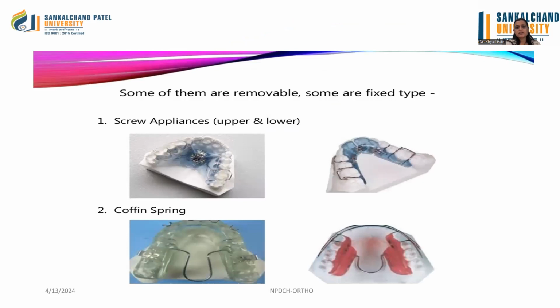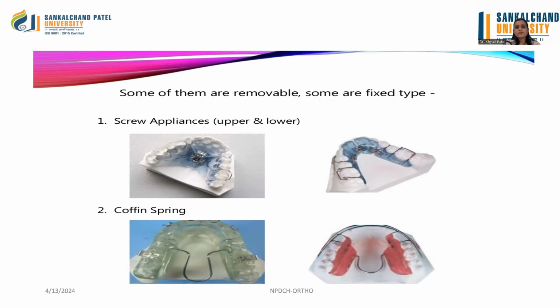In slow expansion devices, you can see in the figure, the first one is a screw appliance in the upper and lower arch. We have given the screw in the maxillary arch, and in the first figure you can see there is a three-plate screw in which they procline the anterior teeth and even expand the posterior teeth. In the mandibular arch, it's a Schwarz appliance which expands the mandible, and we can get space in the mandibular teeth.